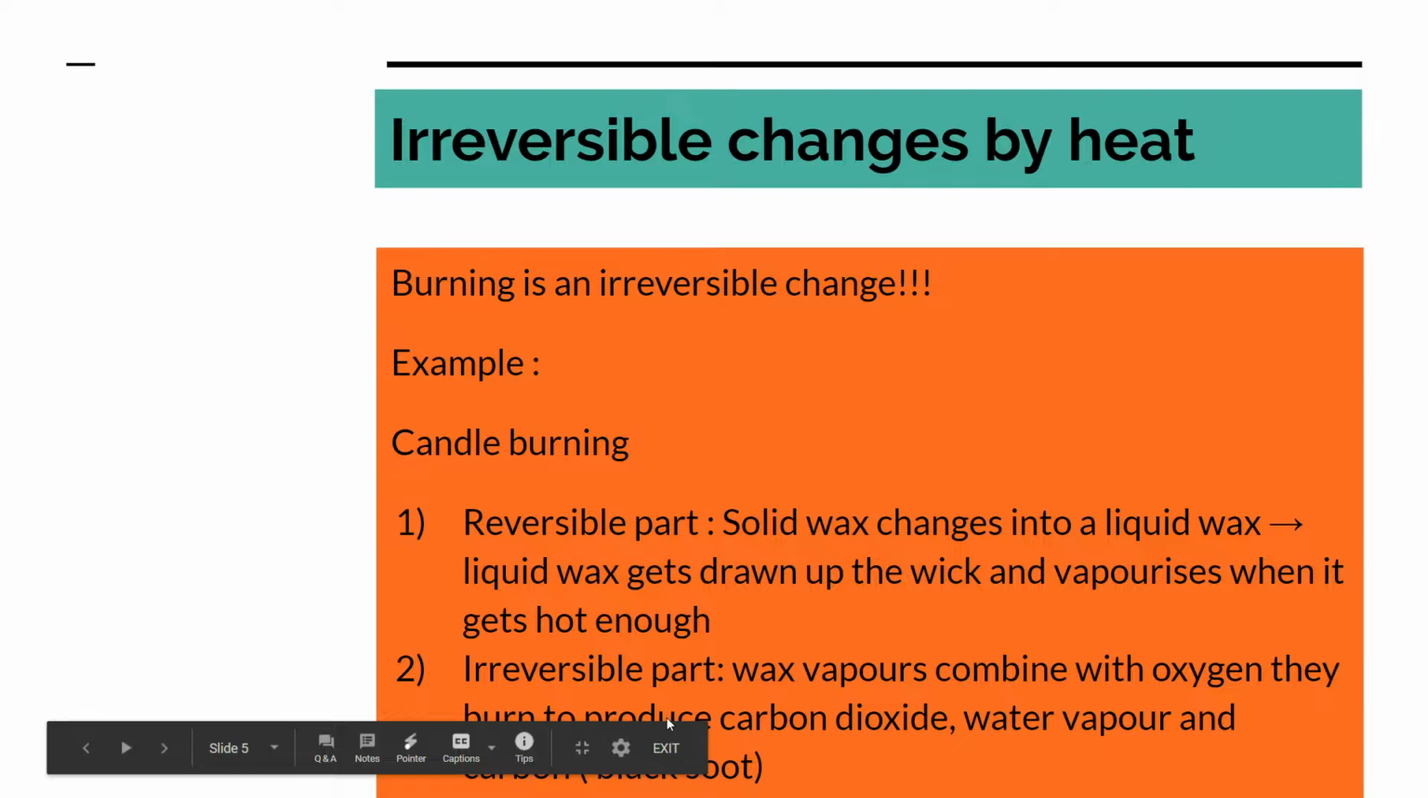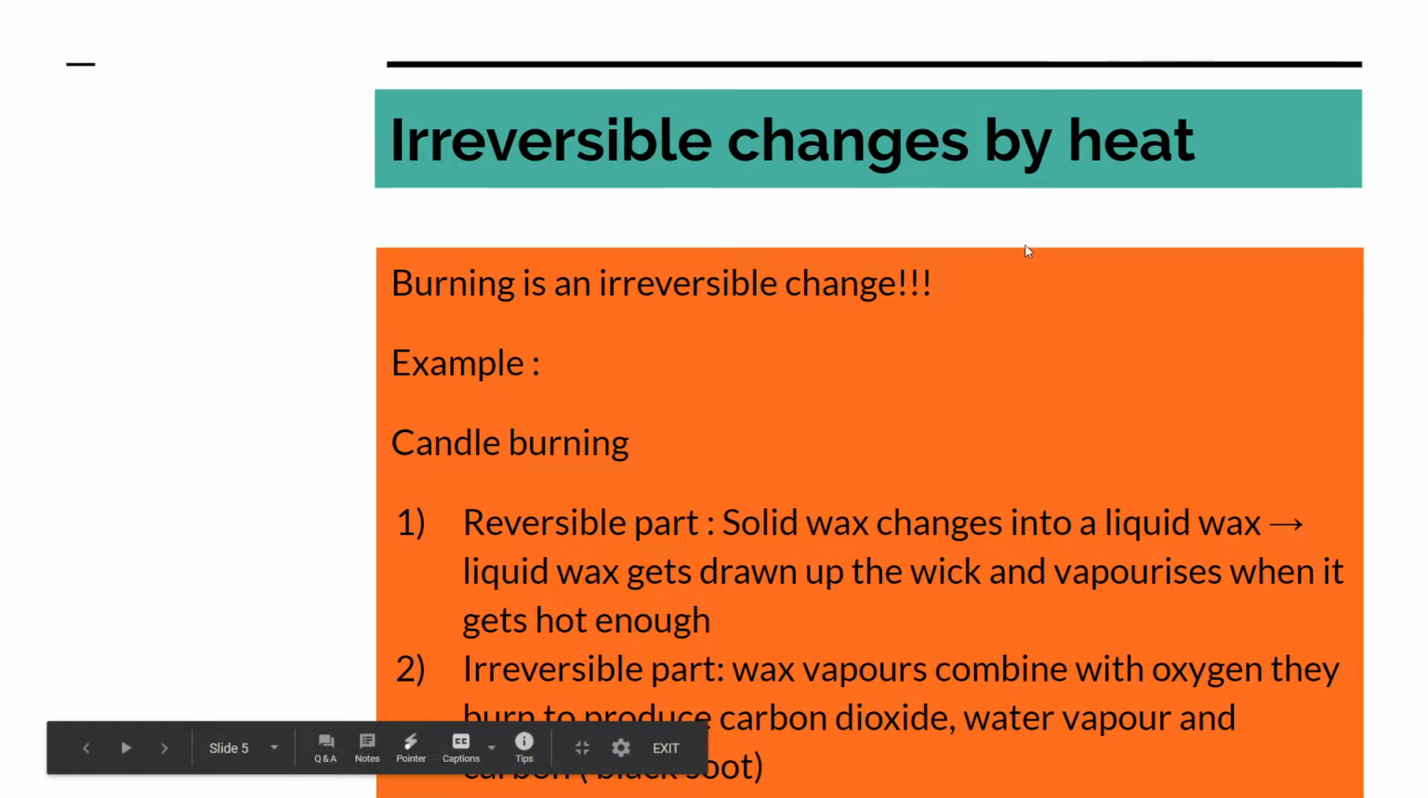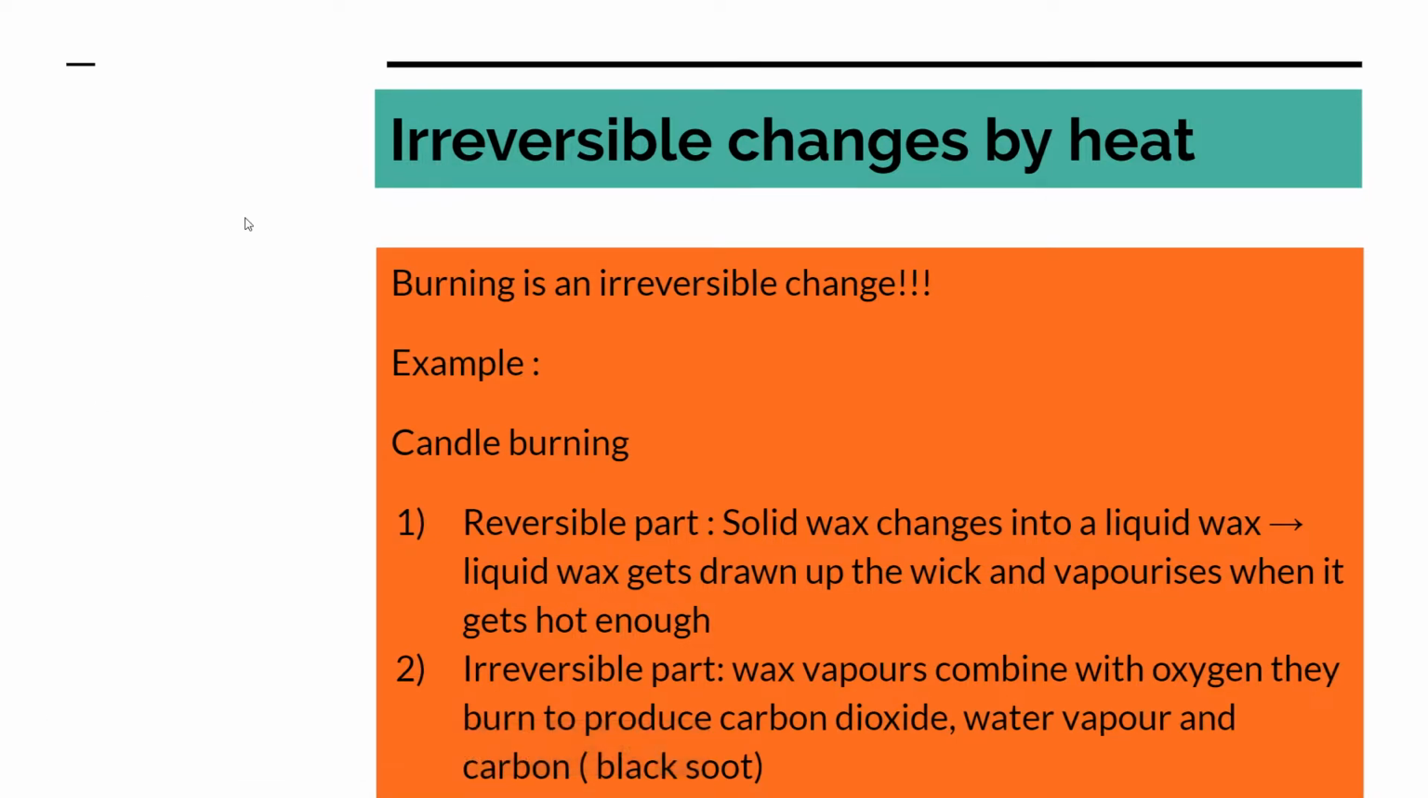Now let's come to the irreversible part. The wax vapors which are formed, when they combine with oxygen, burn to produce carbon dioxide, water vapor, and carbon, which is also called black soot.